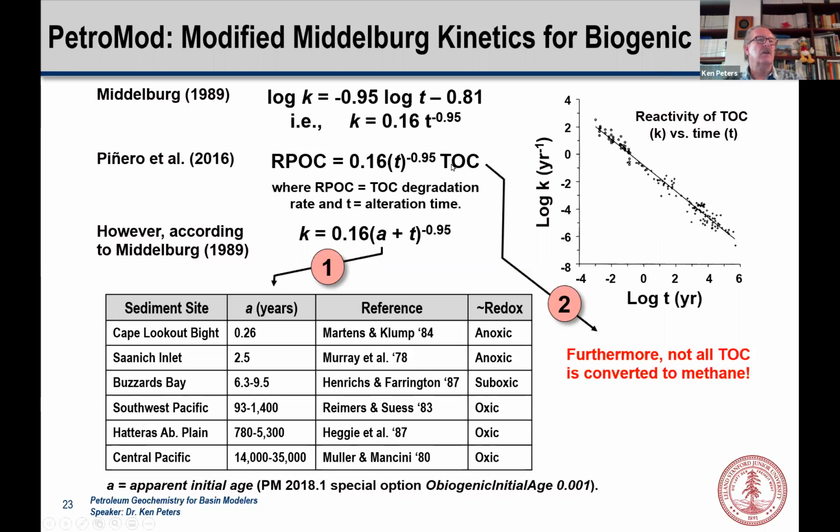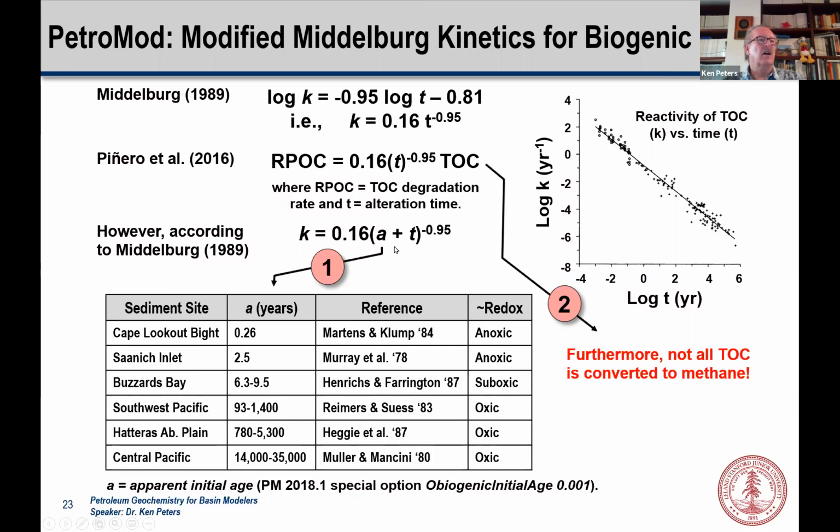Well, there are two assumptions here that are actually incorrect in this paper. For example, when you look at Middelburg in detail, k is equal to 0.16 times (A plus t) to the power of minus 0.95. So he's got the age of the sediment, but he also has an additional factor that he calls the apparent initial age. It's not just the age of the sediment, there's also this very important factor called the apparent initial age. The Pinheiro paper did not include that A factor. So let's look at that.